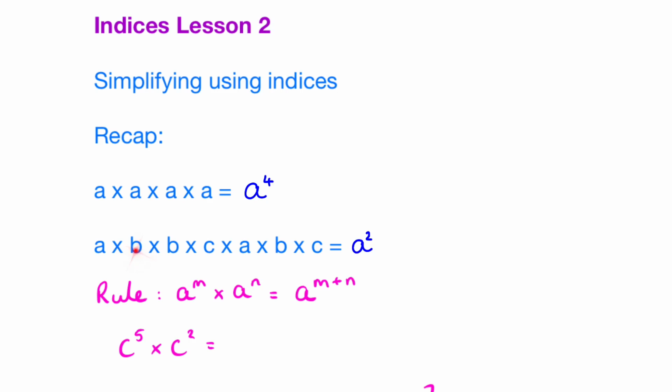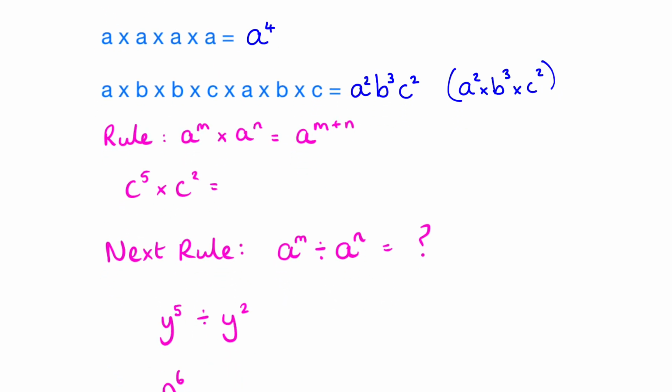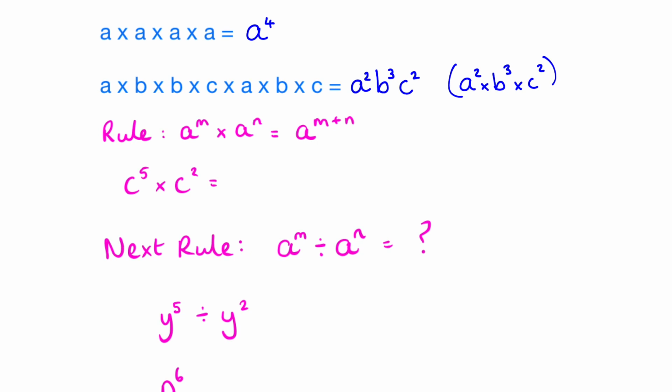But next we've got in B's, B times B times B. So that's B cubed, or B to the power 3. And then in C's, we've got C times C, so that is C squared. Okay, that means exactly the same as A squared times B cubed times C squared, but we don't need the multiplication signs in them because we know in maths that when there's two things stuck together, nothing between them, it means times.